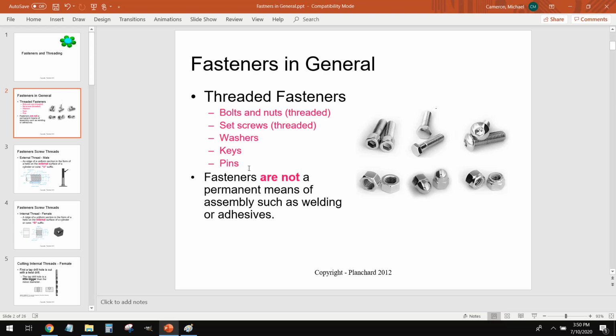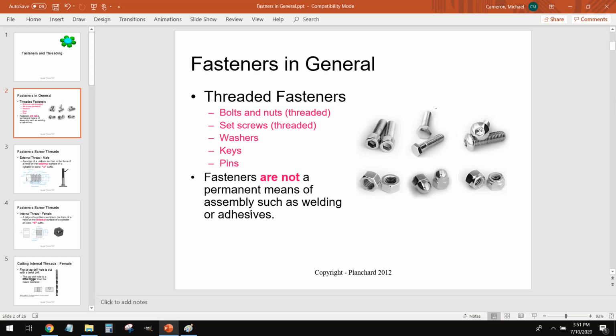And the reason why we use threads is for two reasons. One, we use them as an assembly means, as a non-permanent means of assembly. So we use them for stuff that we want to be able to put together and take apart, stuff that we don't want to weld or glue together.